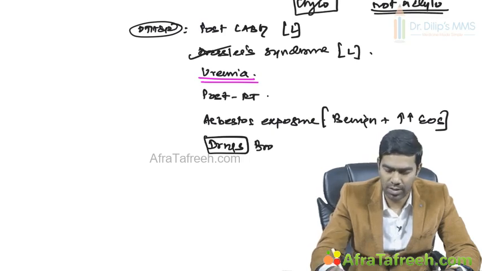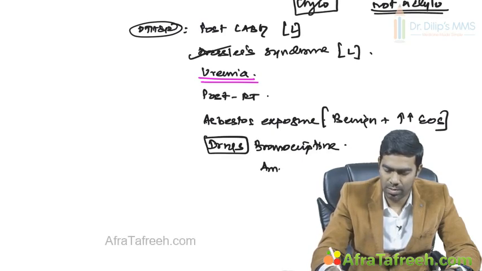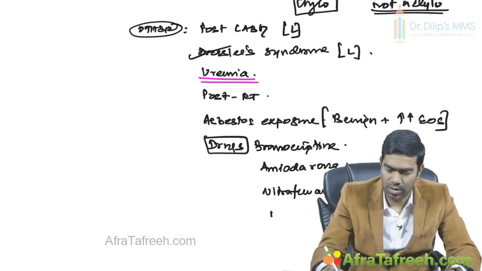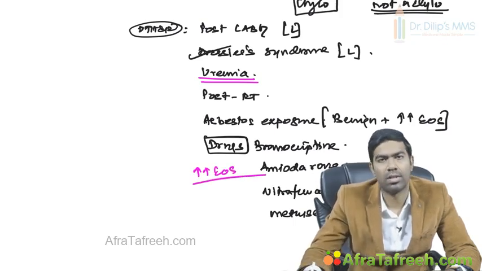A very important drug, as far as I know, is bromocriptine. Then you can get it with amiodarone. You can get it with nitrofurantoin. You can get it with methysergide also. Usually, again, these drug-related pleural effusions tend to have higher eosinophil content.